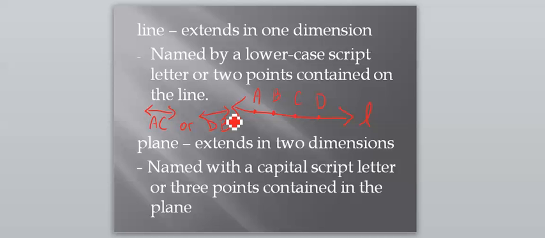The third undefined term is a plane. A plane extends in 2 dimensions, and it's named with a capital script letter or with 3 points that are contained in the plane, and we'll talk about that. So we're going to go to the next slide, actually, and draw a plane. A plane extends in 2 dimensions, so it not only has length like a line, but it also has width. A plane is never ending. It's about as thick as a piece of paper, but it's rigid and you cannot bend it.